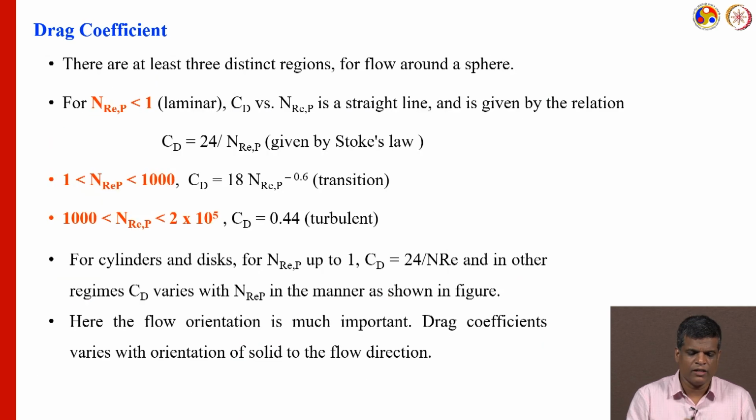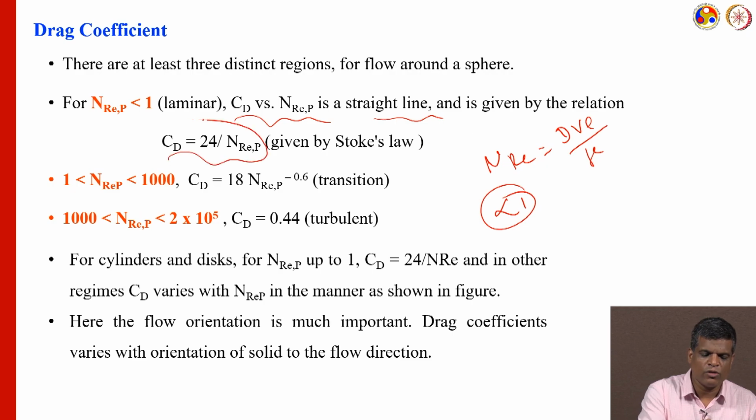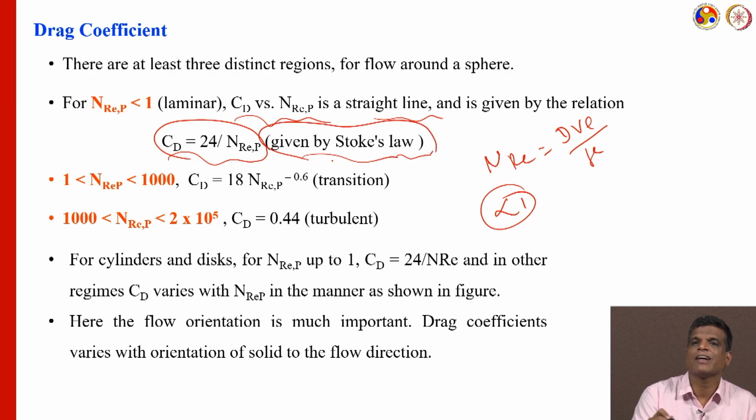There are three distinct regions. Whenever the Reynolds number NRe, equal to d v rho by mu, is less than 1, we call it laminar, and CD versus NRe is a straight line. CD equals 24 by NRe, given by Stokes law. We will discuss Stokes law in forthcoming classes for fluidized bed and packed bed. For Reynolds number from 1 to 1000, the drag coefficient is about 18 NRe to the power minus 0.6.